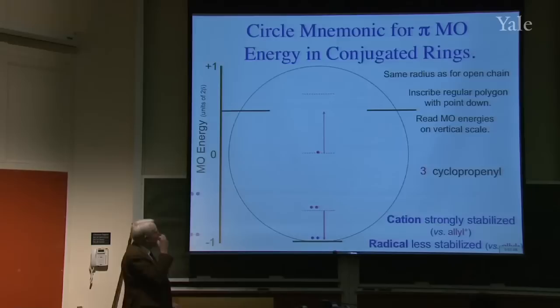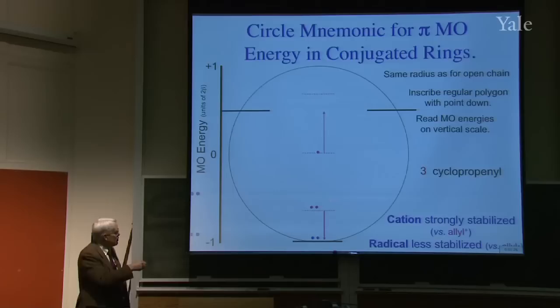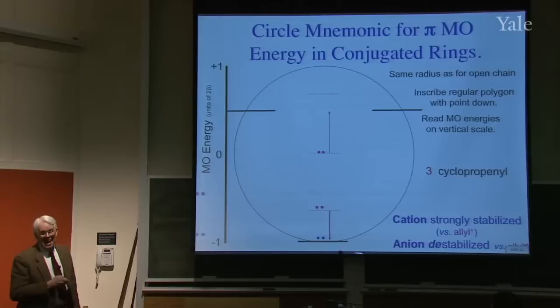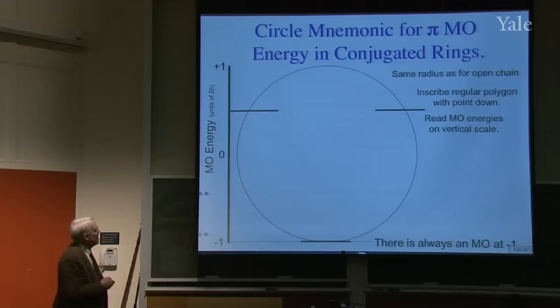Now, suppose you had the radical, the cyclopropenol radical, versus, here's the allyl radical. In the cyclopropenol radical, two of the electrons will be there, but one has to be up there in one with two nodes, right? So this one is going up more than those are going down, but there are two going down here and one going up, right? If you have the anion, there are going to be two going up, and that's bad. Okay, you lose more here than you gain here. Now, remember, there's always an MO at minus 1.